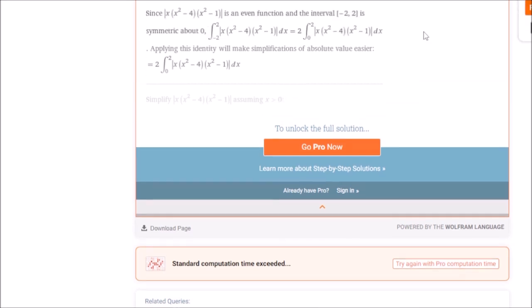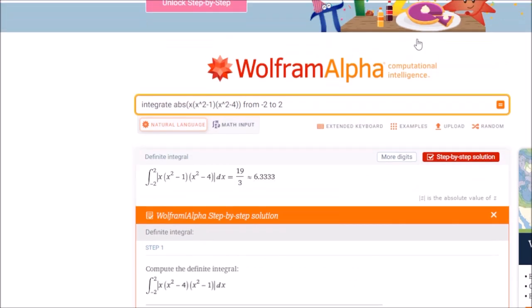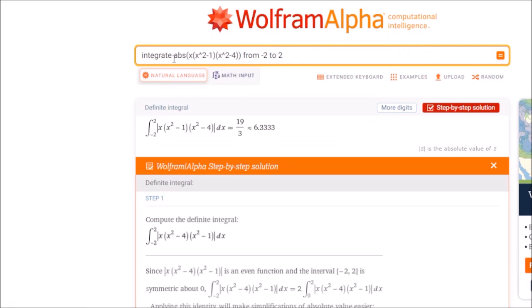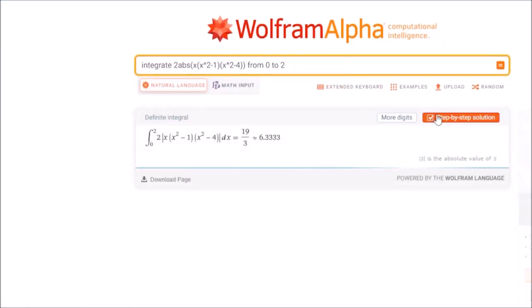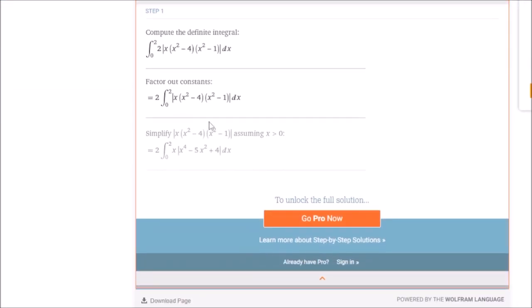Assuming x is greater than 0. Okay, well, I'll do that first step so that it can show me. Backed out. Okay, yes, I get it. All right, now what? You simplify. And what? Why did they take the x out? Oh, because x will never be negative from 0 to 2.